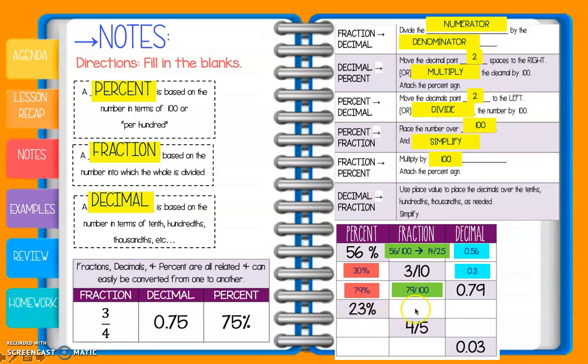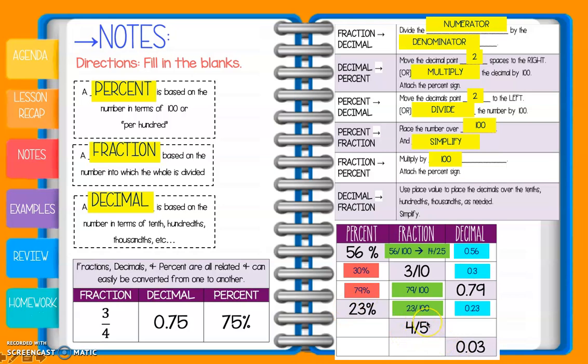Okay, 23%. As a fraction, all we have to do is take 23 and put it over 100 and simplify if we can. We can't simplify, so it's going to stay exactly the same. To make it a decimal, we're going to move the decimal point 2 spaces to the left, and we get 0.23.